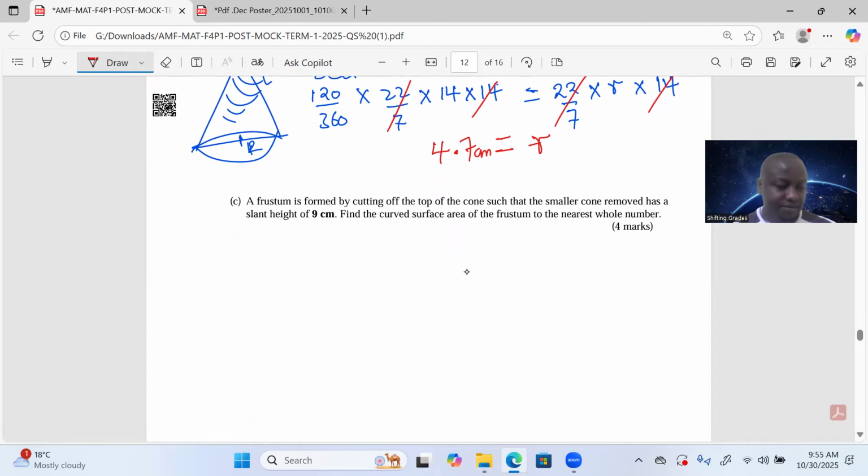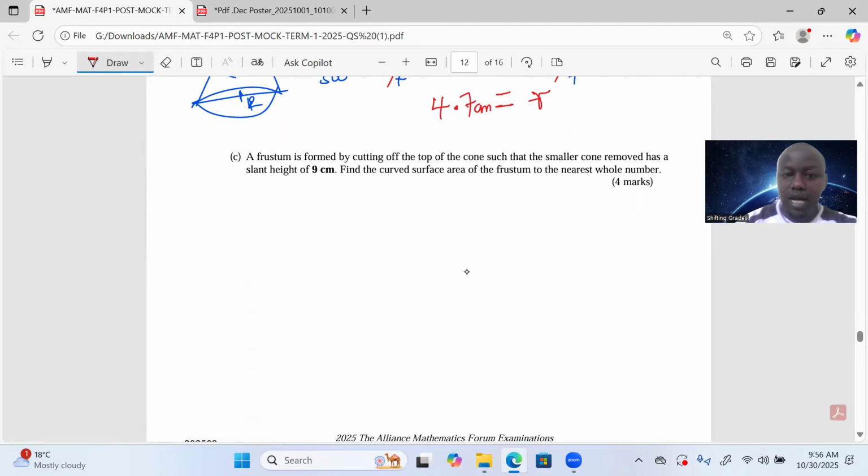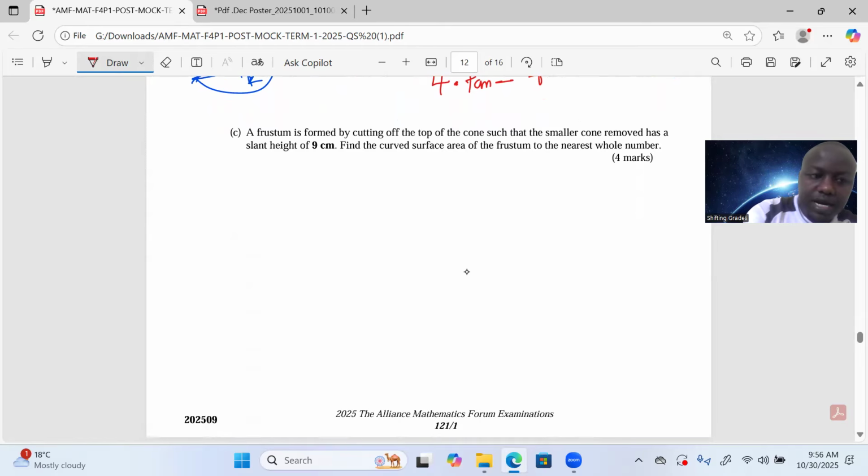Look at part C. At part C, we've been told that a frustum is formed by cutting off the top of the cone such that the smaller cone removed has a slant height of 9. Find the curved surface area of the frustum to the nearest whole number. So now we have a cone here.